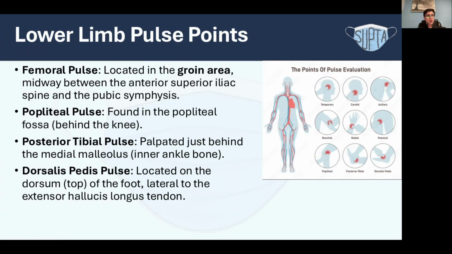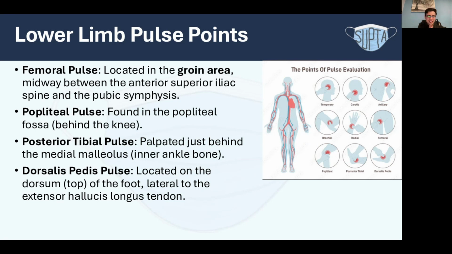And then if we go more onto the dorsum of the foot, which just means the top of the foot, this is the dorsalis pedis artery. The dorsalis pedis pulse. Dorsalis comes from the word dorsum of the foot, so you already know it's on the top of the foot. Pedis means foot, so it makes sense why it's called this way. And it's lateral to the extensor hallucis longus.